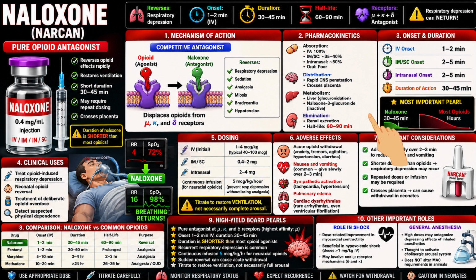Getting it into the patient. IV administration gives you complete 100% bioavailability. IM or subcutaneous routes only get you around 35 to 40%. Intranasal delivery, the formulation most people recognize as Narcan in its community-facing form, runs around 50% bioavailability. Oral administration is poor, and this deserves its own explanation.